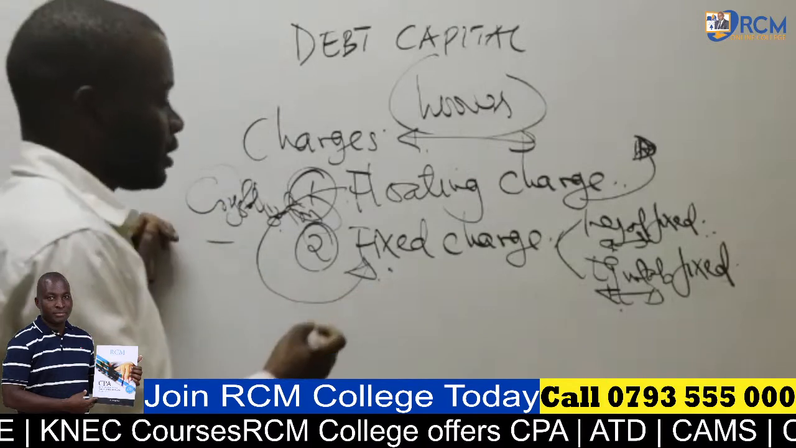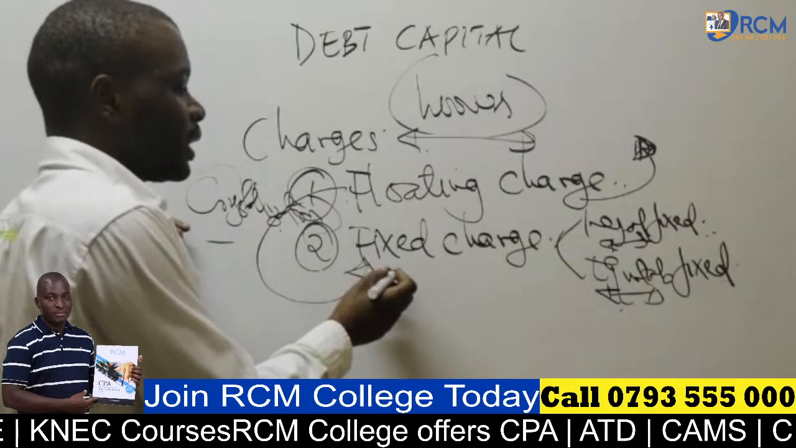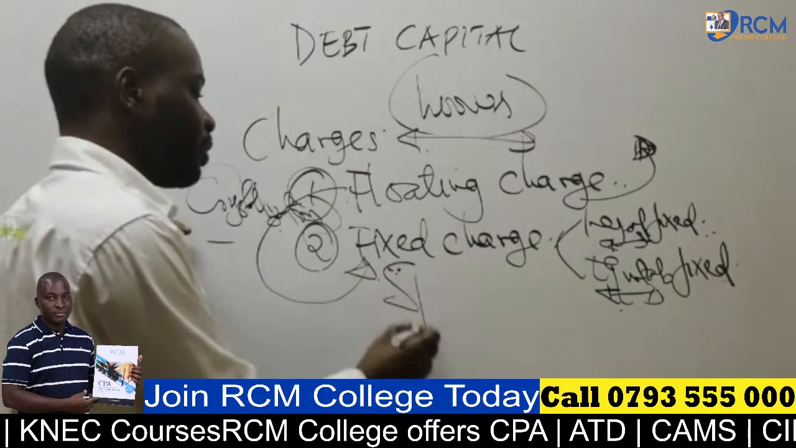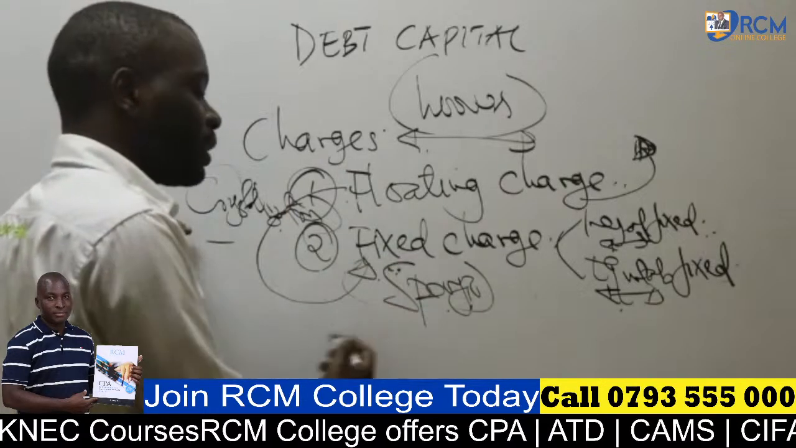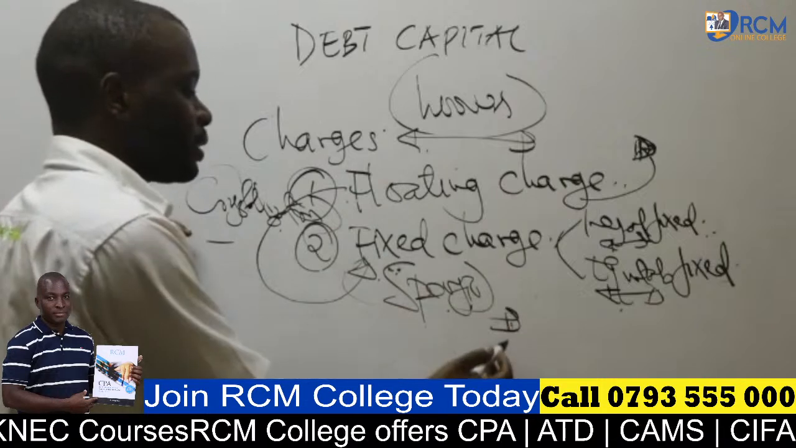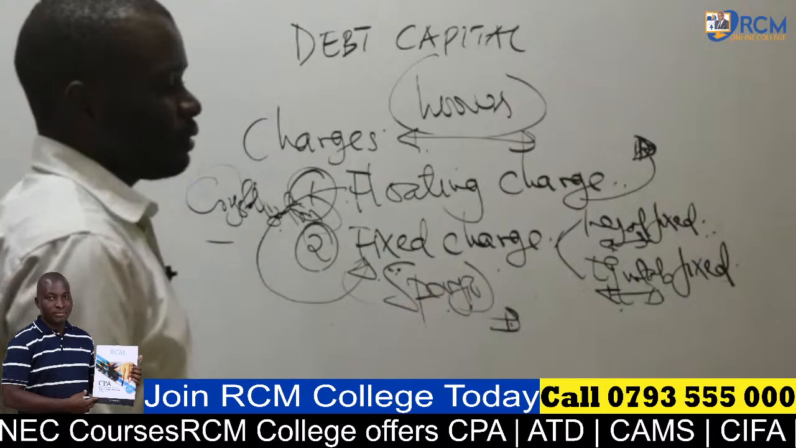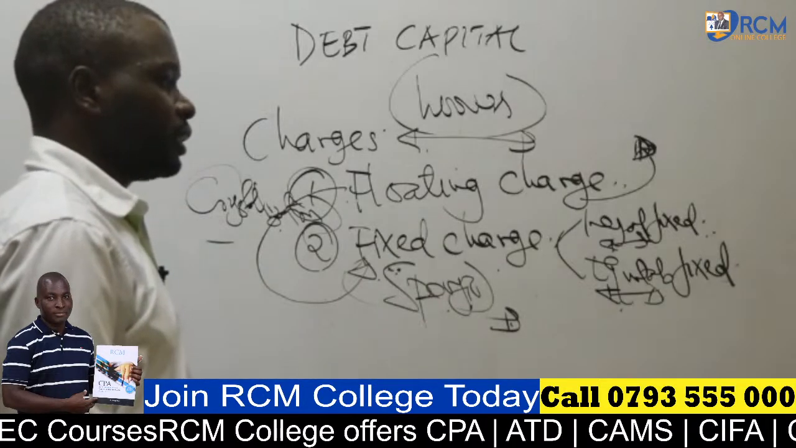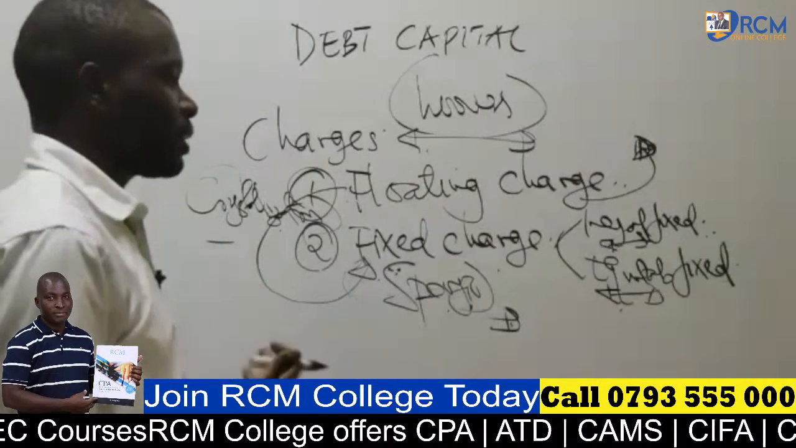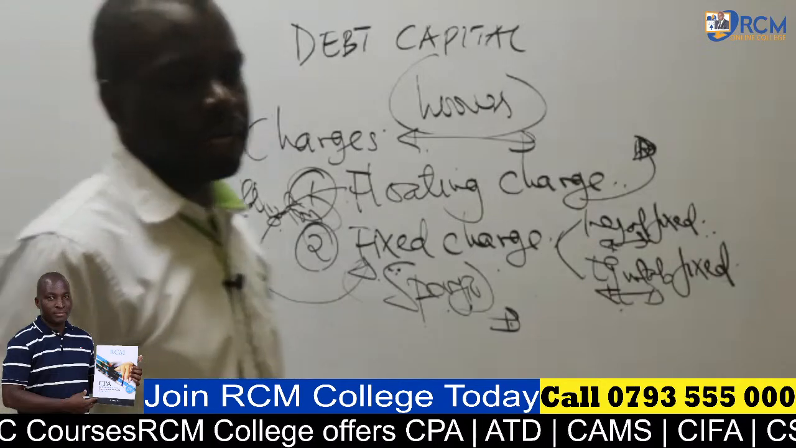It is not like a fixed charge, whereby in this case, it is very specific. They already know that that particular asset has been charged by the debenture holder. And therefore, before they do anything with the asset in the normal course of business, they have to inform those who have charged the assets. But for a floating charge, it basically just hovers over an asset until maybe there's actually an occurrence of an event.